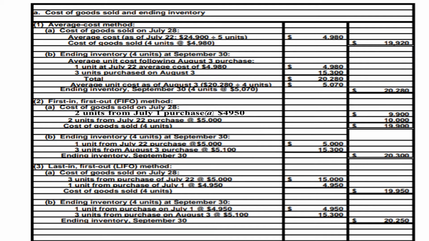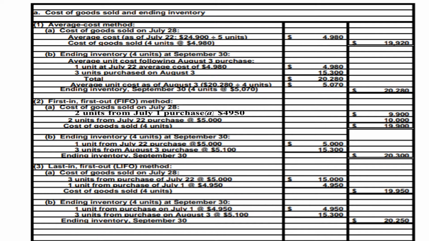Now, cost of goods sold is based upon this average cost. 4 units were sold at a cost of 4,980, and the total cost is 19,920. Secondly, we have to find the ending inventory. In this case, we have 4 units on hand at September 30, and this also includes the purchase of August 3rd. Then the average unit cost following the August 3rd purchase.